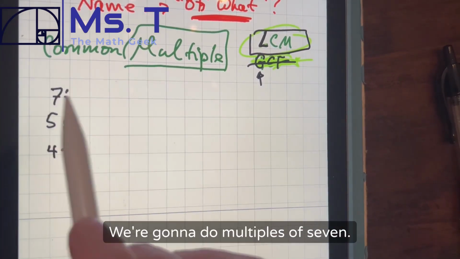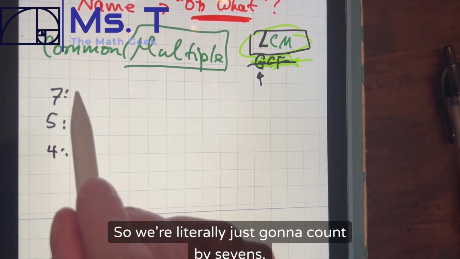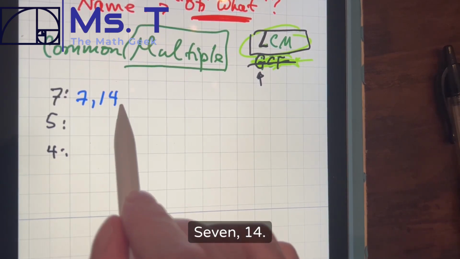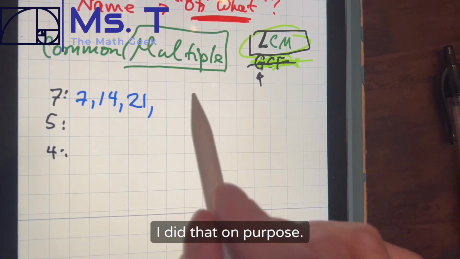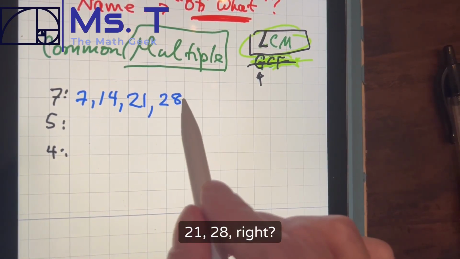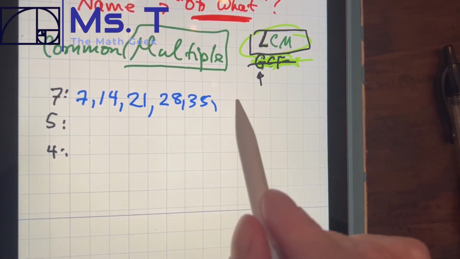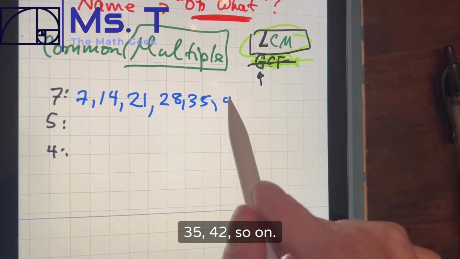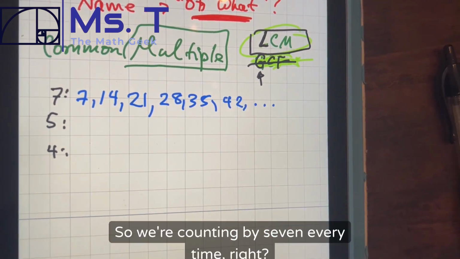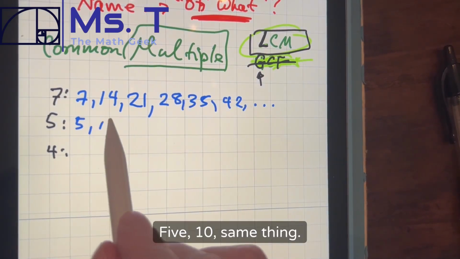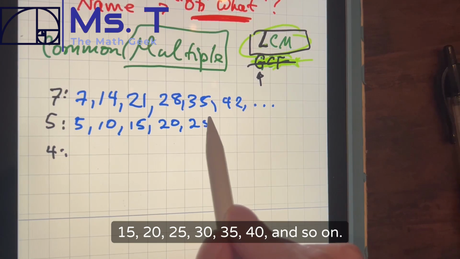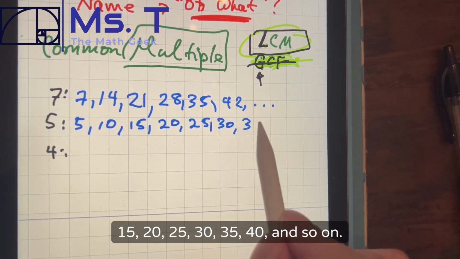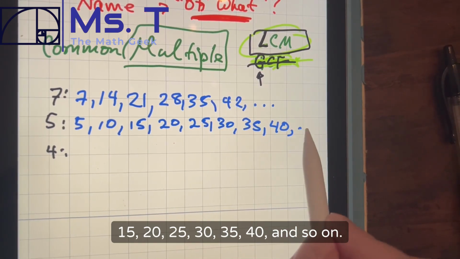We're going to do multiples of 7. So we're literally just going to count by 7s. 7, 14, 21. I'm going to tell you right now, this number is actually going to be kind of big. I did that on purpose. 21, 28. We know these multiples. 35, 42, and so on. So we're counting by 7 every time. Then 5, 10, same thing. 15, 20, 25, 30, 35, 40, and so on.